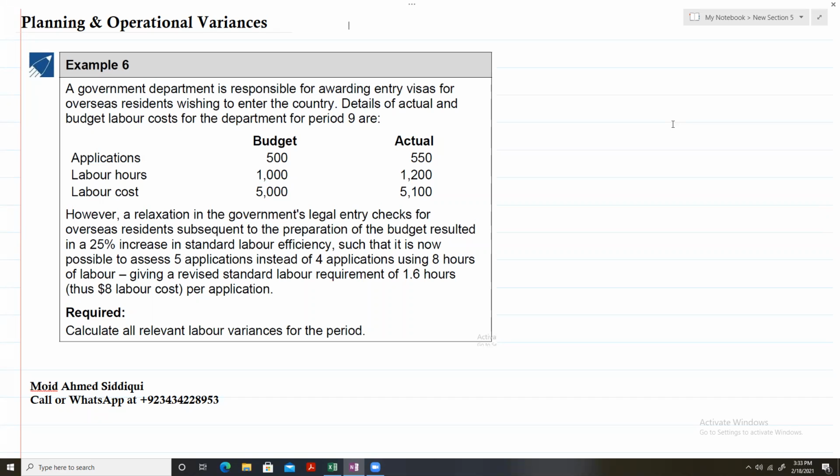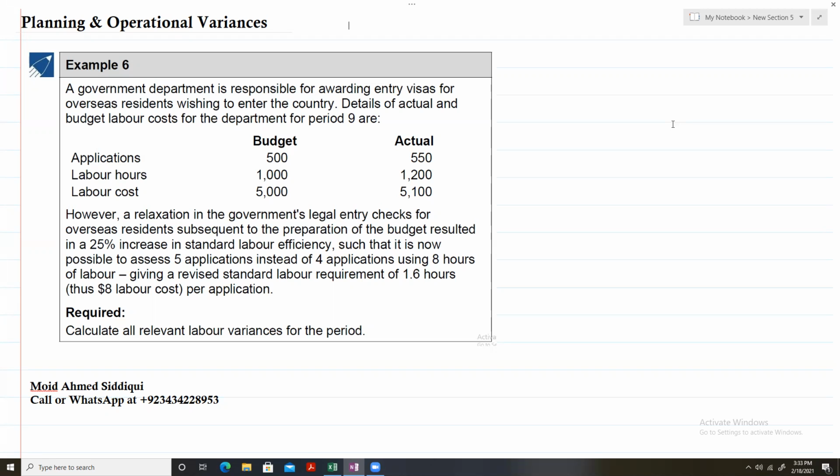So here I have a question from the Kaplan study text. In this example we are required to calculate the planning and operational variances. Before moving on with the video, I suggest that you pause this video for a moment and read the question once. It will make things easier for you to understand.